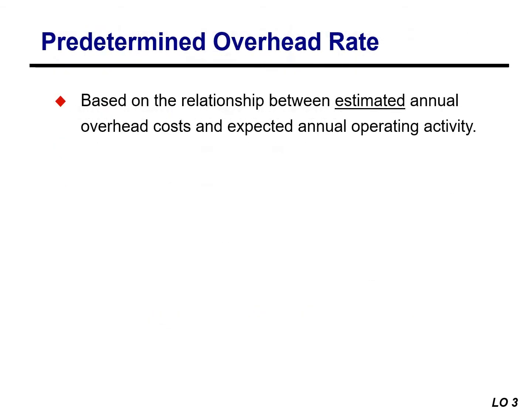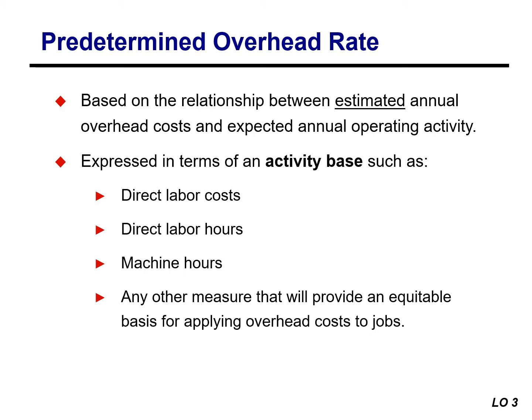The predetermined overhead rate is based on the relationship between estimated annual overhead cost and an expected annual operating activity, expressed in terms of a common activity base. The company may state the activity in terms of direct labor cost, direct labor hours, machine hours, or any other measure that will provide an equitable basis for applying overhead costs to jobs.